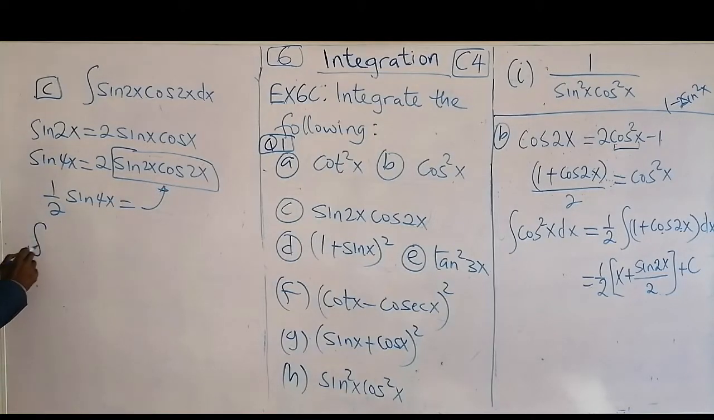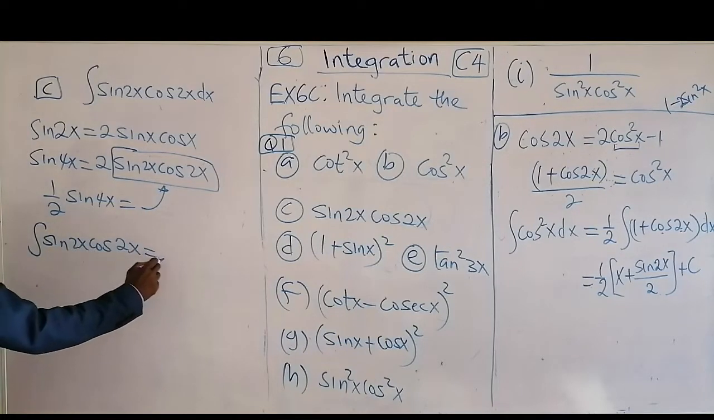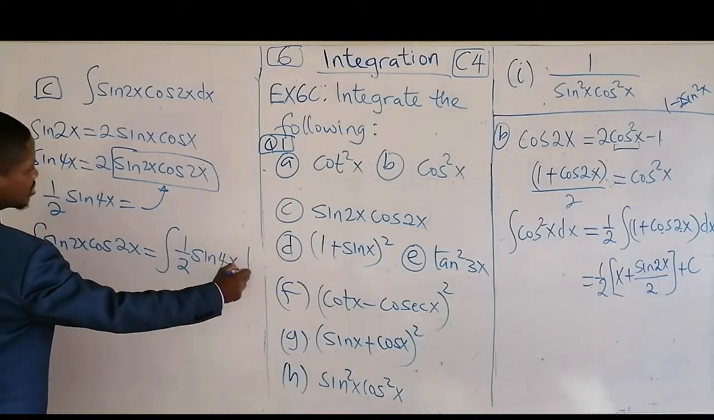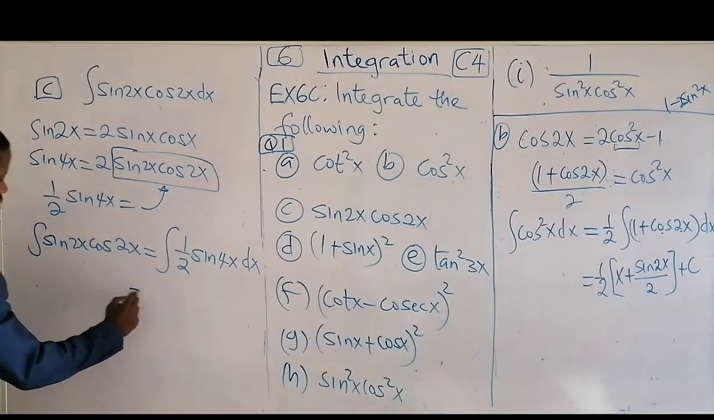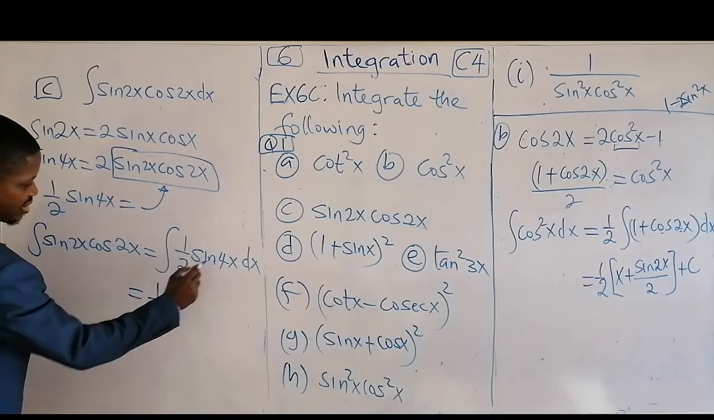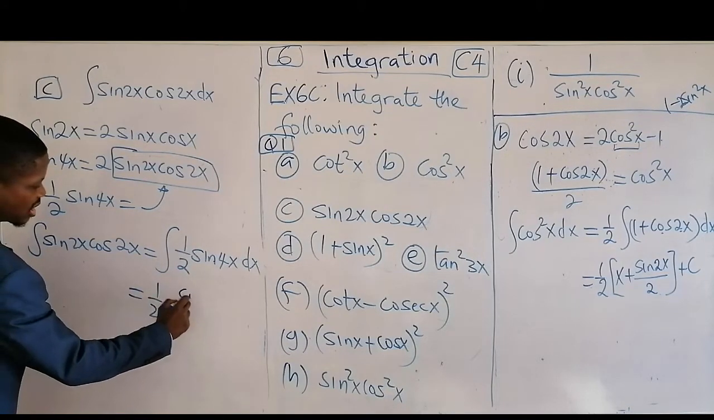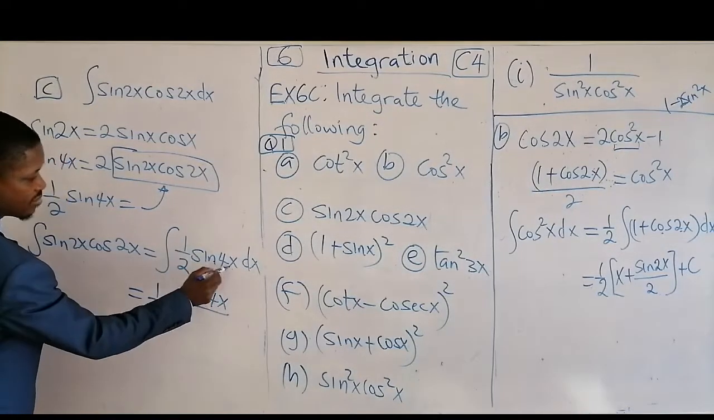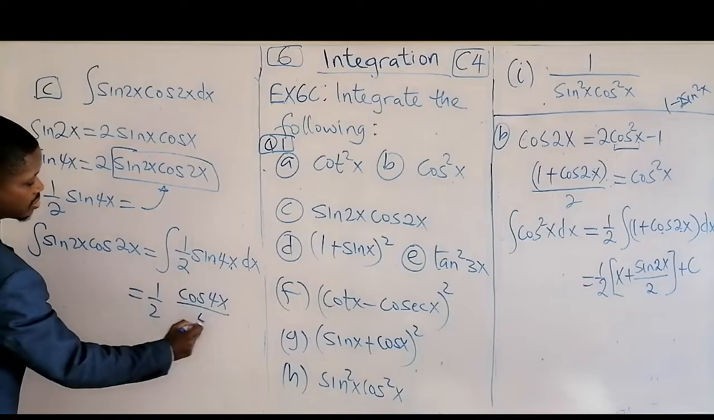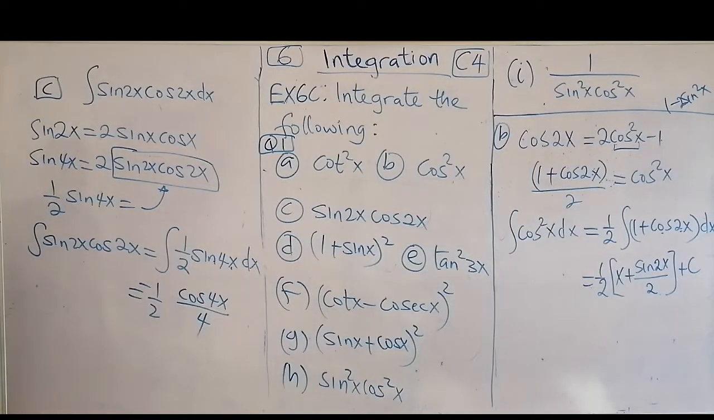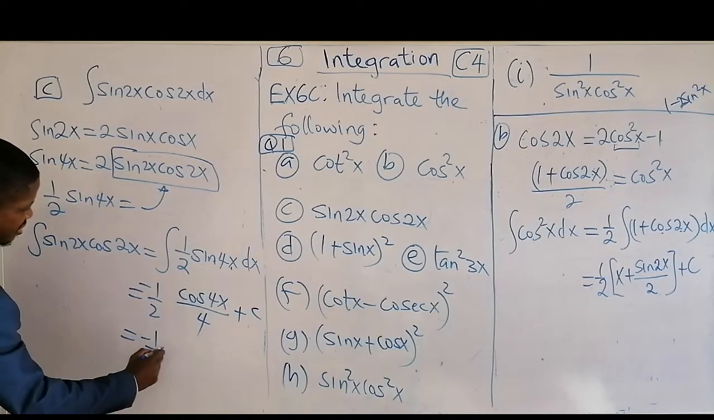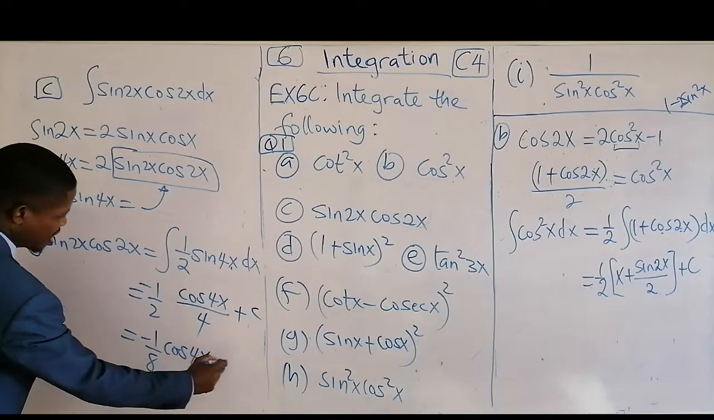So the integral of sine 2x cos 2x is equal to the integral of 1 over 2 sine 4x dx. That will be equal to 1 over 2 times, the integral of this one is minus cos 4x. Then you divide by the coefficient of the variable, which was 4, plus c. So the final answer is minus 1 over 8 cos 4x plus c.